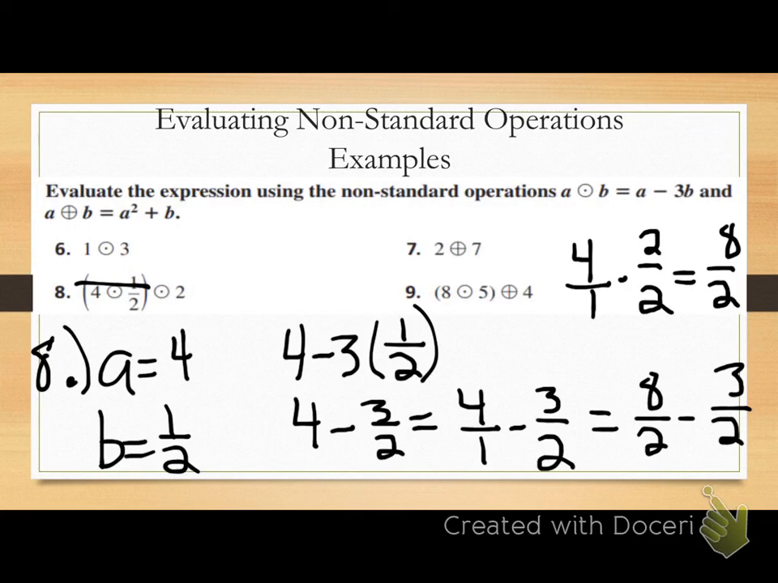Do I keep the denominator the same? Yes, I do. So 5 over 2 is taking the spot of 4 circle dot 1/2. Everyone okay with that? Yep. Now I've got a whole new problem again. Can I erase? Yep.